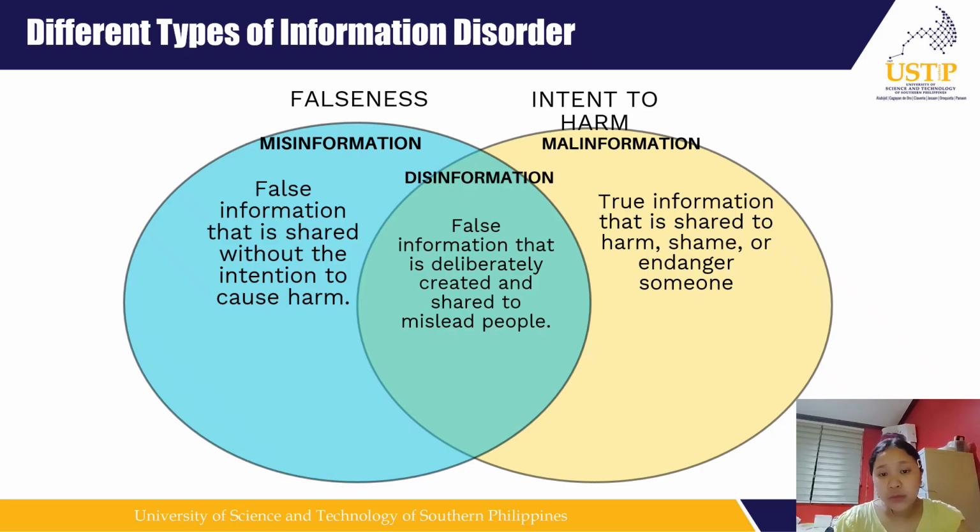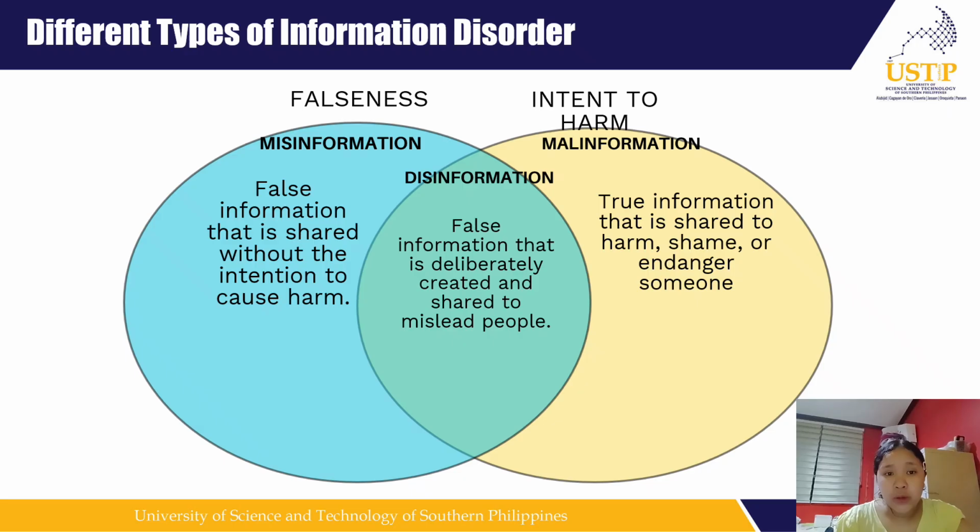And we have here in the middle disinformation. Disinformation is in the middle of falseness and intent to harm because it has both falseness and the intent to harm. False information is information that is deliberately created and shared to mislead people. The common goal of this information is to create confusion, fear, and trick people into scams.